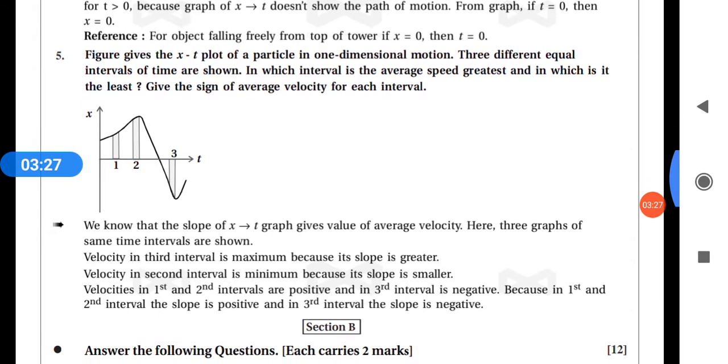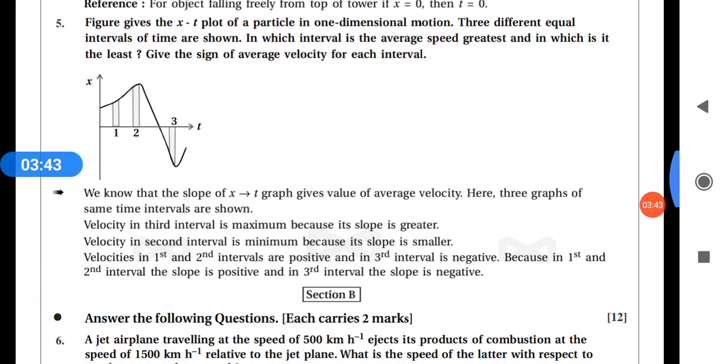Now see here, the figure gives the x versus t plot of a particle in one dimensional motion. Three different equal intervals of time are shown. In which interval is the average speed greatest, and in which is it the least? Give the sign of average velocity for each interval.